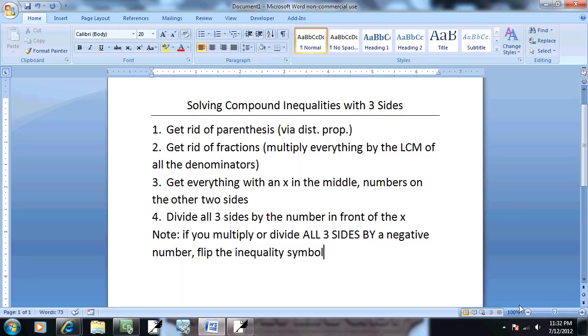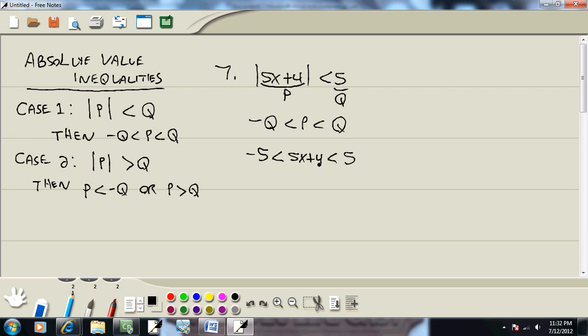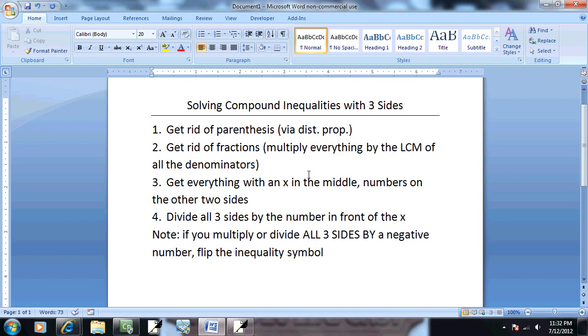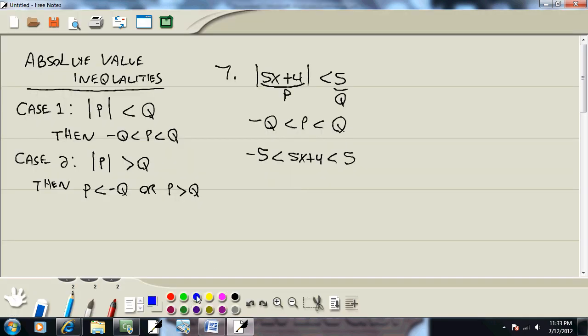So let's use this to solve this. First step, get rid of parentheses. Don't have any. Second step, get rid of fractions. Don't have any. Third step, get everything with an x in the middle, numbers on the other 2 sides. Well, we're going to take this 4, but instead of moving it just to the other side now, we're going to move it over to the other 2 sides. Now when you take anything across your inequality symbol, the sign changes, so it becomes a negative 4. Combine the numbers at any step. Negative 5, negative 4 is negative 9. 5 minus 4 is 1.